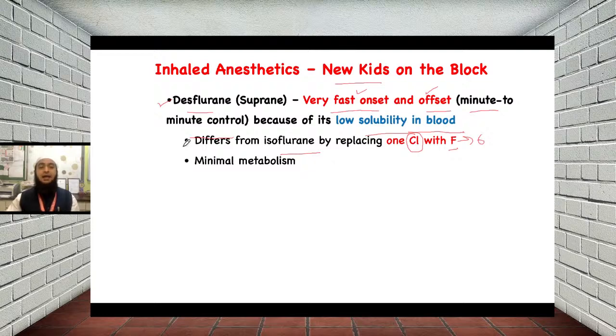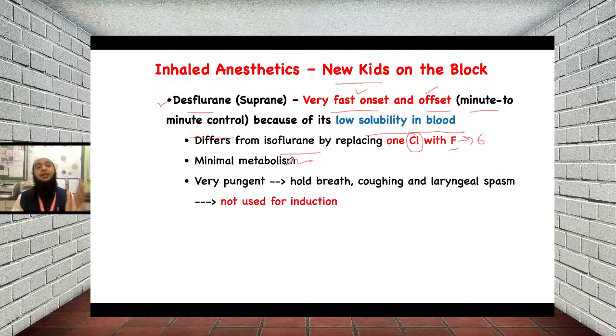The second important thing is that it has minimum metabolism. So there is no need to calculate an extra dose to maintain the anesthesia. But the problem is that desflurane is a little pungent. Since it is very pungent in nature, the patient may hold the breath, he may suffer from coughing, he may suffer from laryngeal spasm, because you know that any drug which is irritating in nature, when it goes through your respiratory system, obviously through the nostril, from the larynx it will go to the lungs.